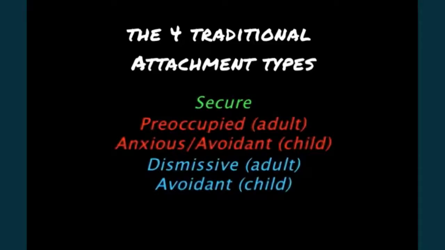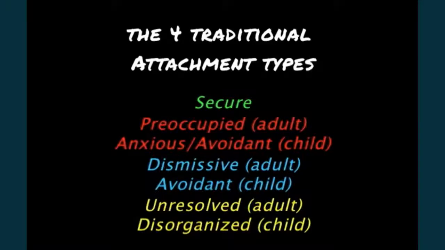Most of the attachment research to date has identified 4 distinct attachment types: secure, preoccupied, dismissive, and disorganized. Let's quickly review them now. Secure attachment. When things go right, naturally occurring secure attachment.